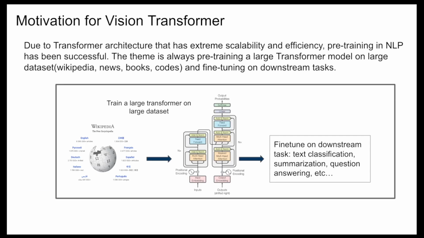So let's start with the motivation for vision transformer. Due to the transformer architecture, which has extreme scalability and efficiency, NLP has been successful. The aim has always been to pre-train a transformer model on large datasets, which contain all of Wikipedia, news, books and code, and then fine-tune on downstream tasks.